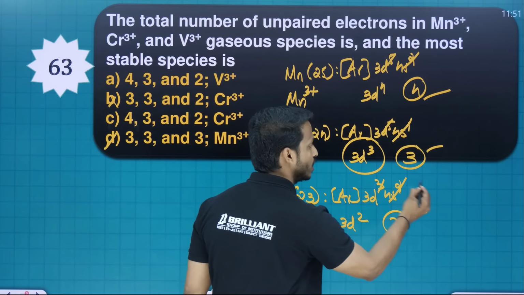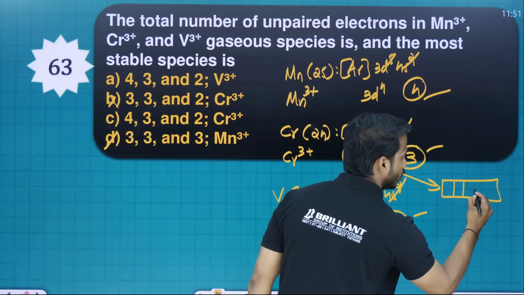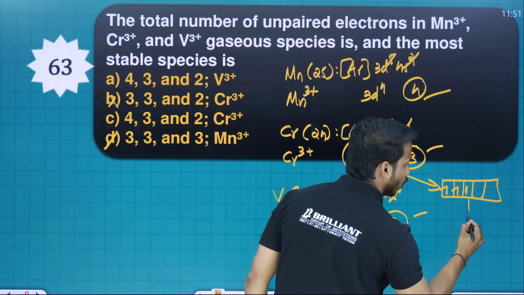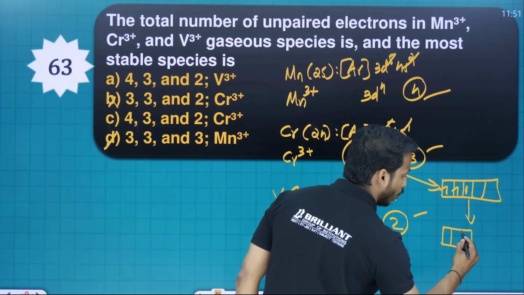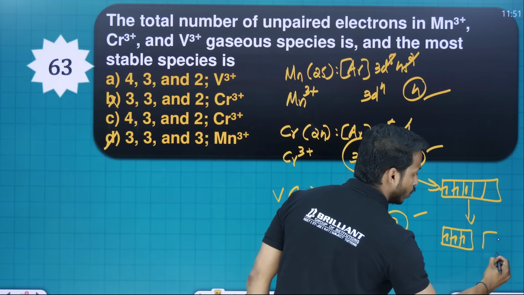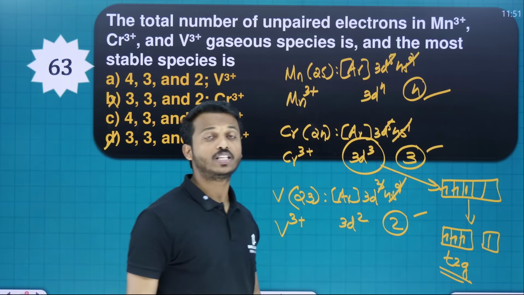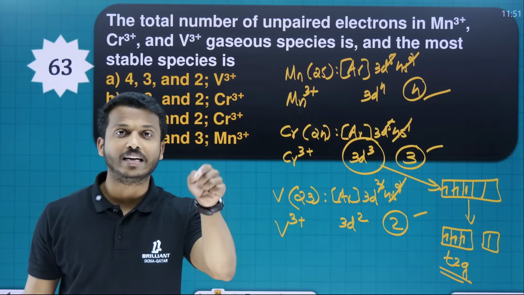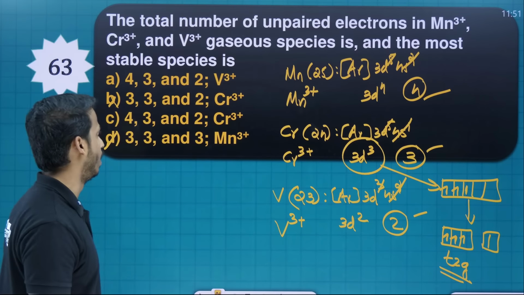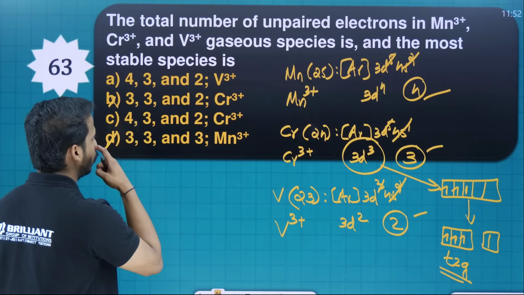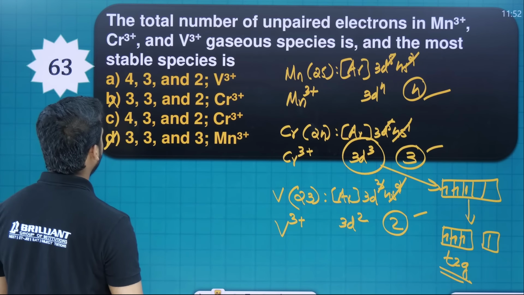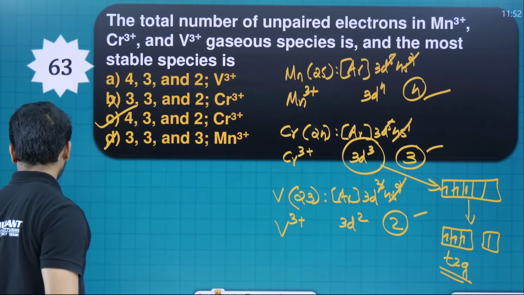d3. Why is d3 more stable? Because when the orbitals split, 3 orbitals go to t2g and the 2 orbitals remain empty. The t2g is half filled, right? Since the t2g orbital is half filled, the d3 configuration is stable. So we can say 4, 3, 2 and Cr3+ is the most stable one.